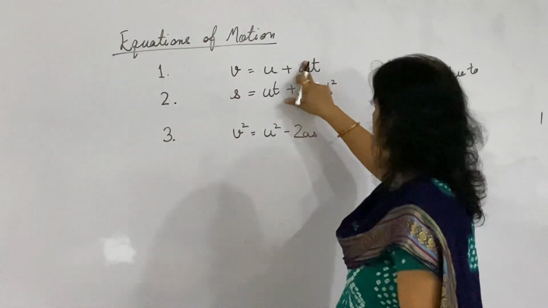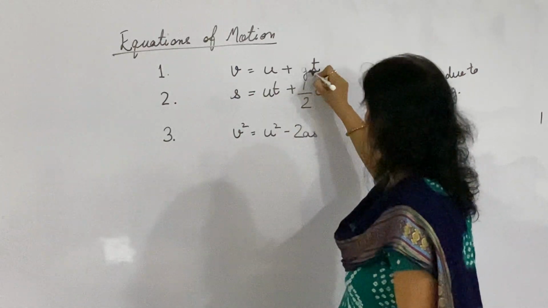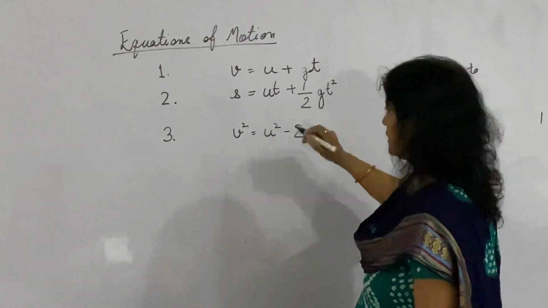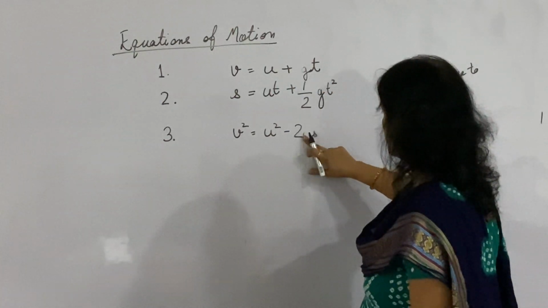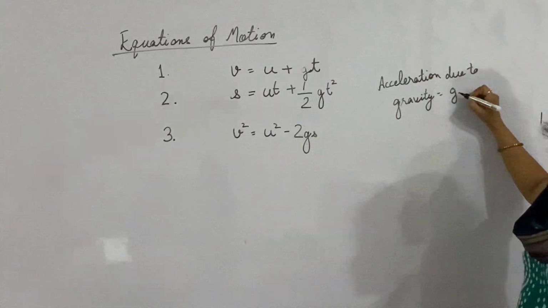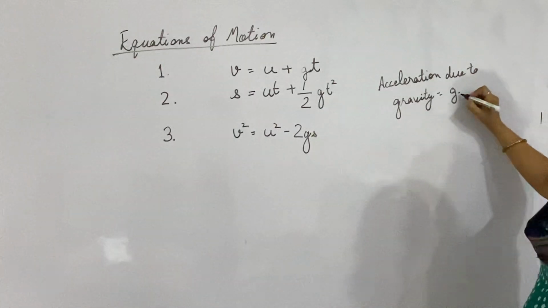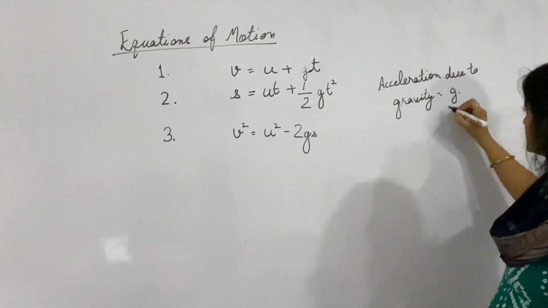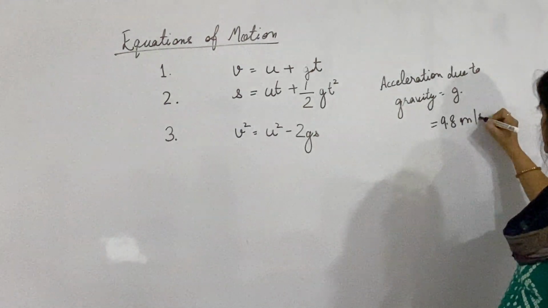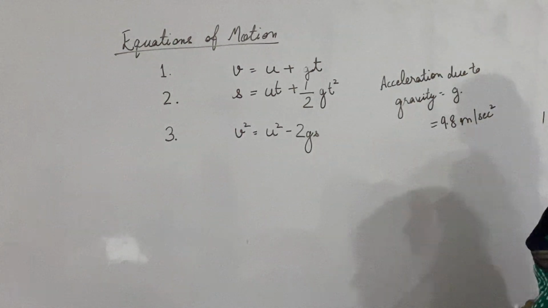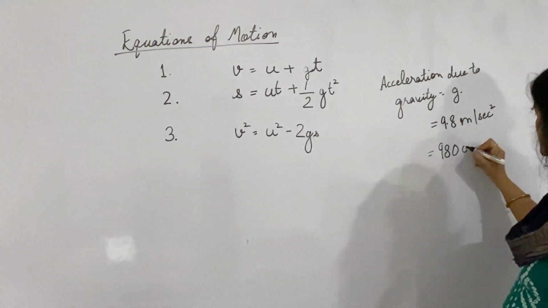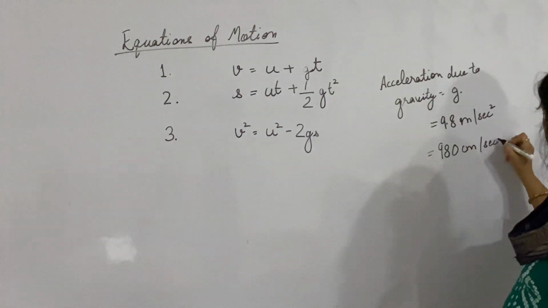In that case, the equations are modified as V = U + gt, S = ut + half gt square, and v square = u square + 2gs. It always acts in the downward direction, and its average value is 9.8 meter per second square in the SI system. In the CGS system, its value comes out to be 980 centimeter per second square.